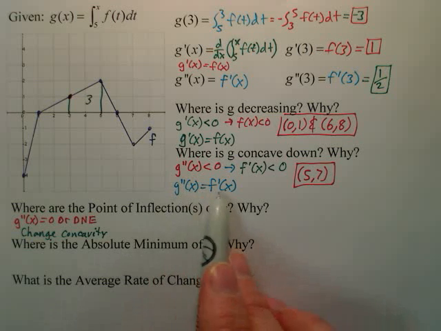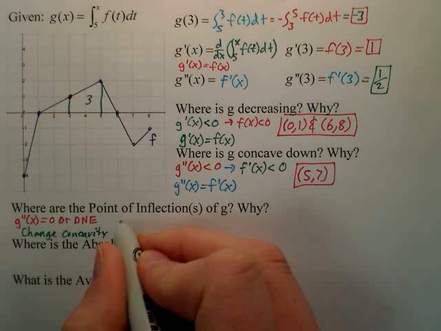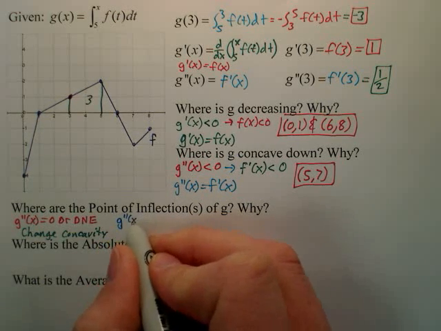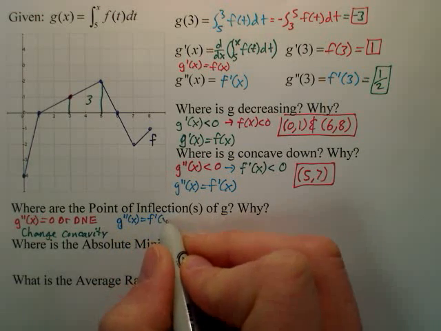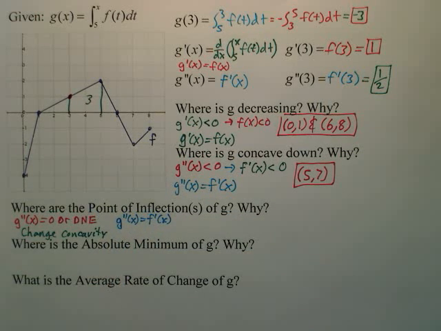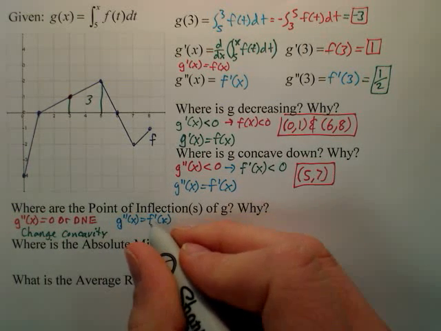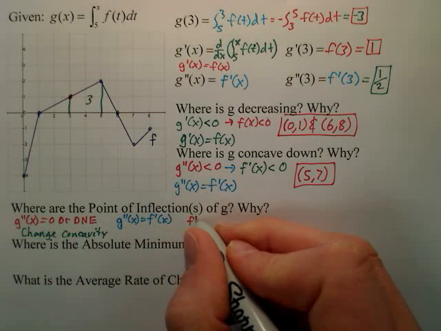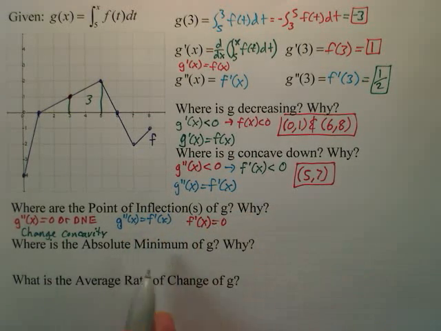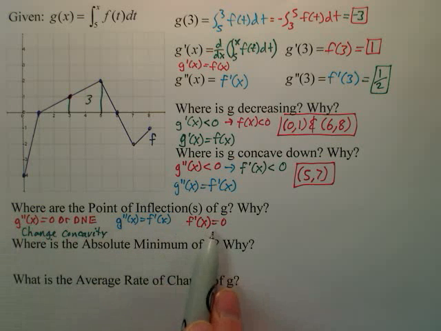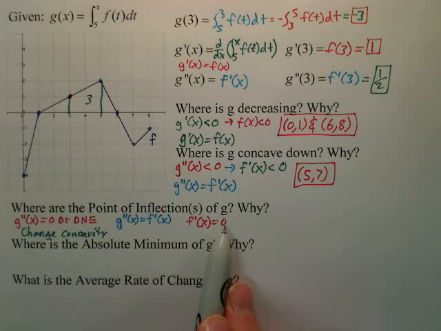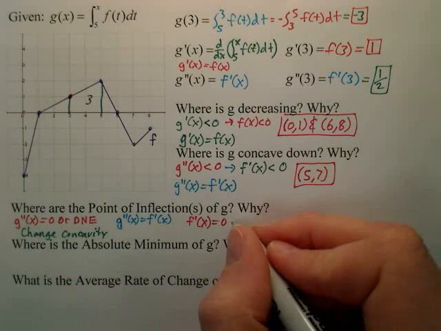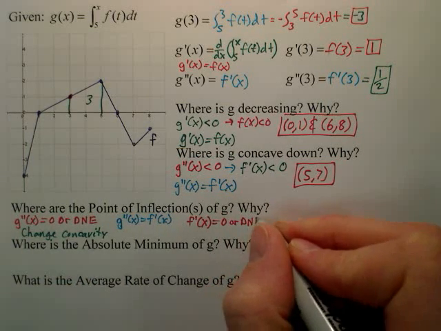Okay, so the first thing we want to do is go back to this idea right here. I have to remember that g prime of x is equal to f of x, so g double prime of x is equal to f prime of x. So if I want to find out when g double prime of x is equal to 0, that means it's when f prime, or the derivative, is 0. So let's look for this. When is this equal to 0? So we're looking for when the first derivative equals 0, which means when is the slope 0? Or does not exist.